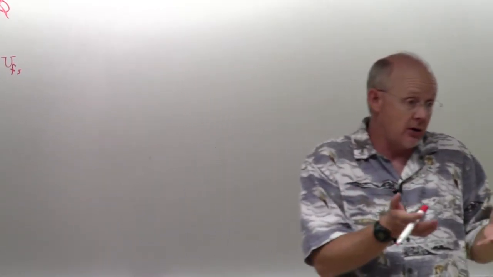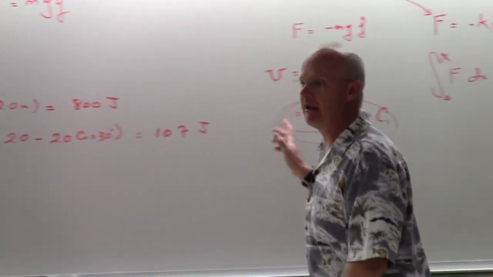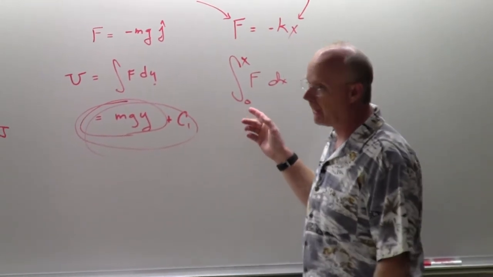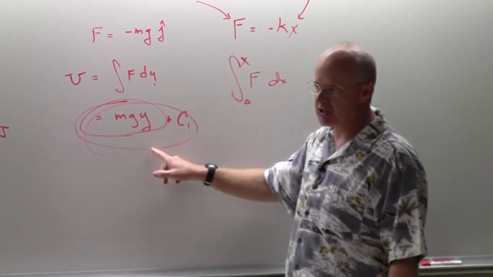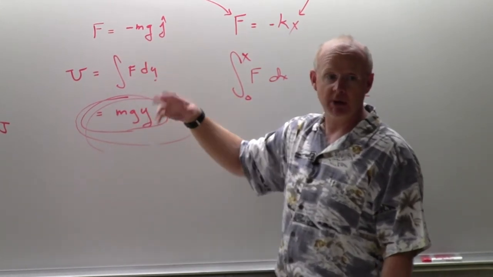Not that negative numbers are a problem, but I do need to remember, has the direction of positive and negative been chosen for me? As soon as I use this equation, I need to remember where it came from. And where it came from is what direction is positive and negative.